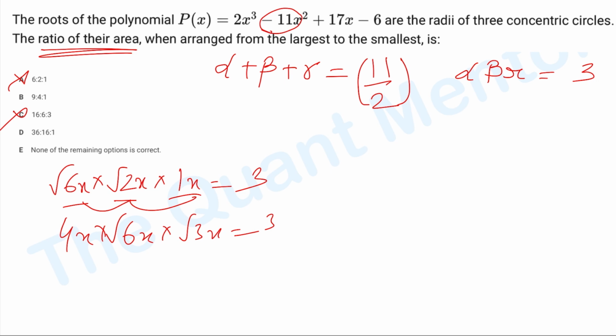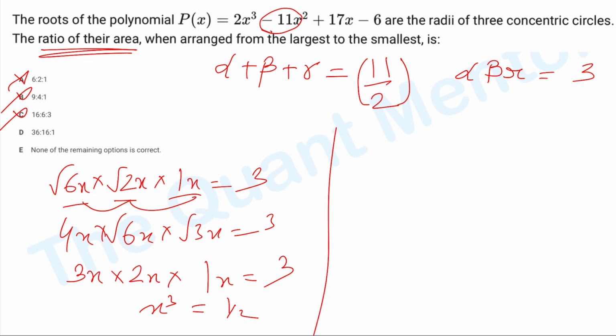If you look at the B option, the ratio of the areas is 9 is to 4 is to 1. The ratio of the radii becomes 3 is to 2 is to 1. The radii will be 3x, 2x and 1x. I have a similar problem now. If you multiply these three, I get the product of roots as 3. As per this logic, x cube should be 1 by 2. If x cube is 1 by 2, x will be 1 upon cube root of 2. Again, not a rational number. So the radii won't be rational numbers, thereby the sum can't be 11 by 2. Option B is ruled out. So now it's either D or E plainly.